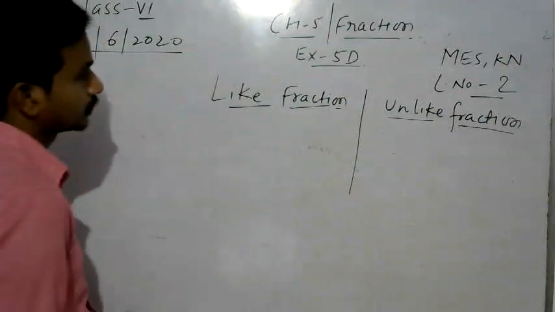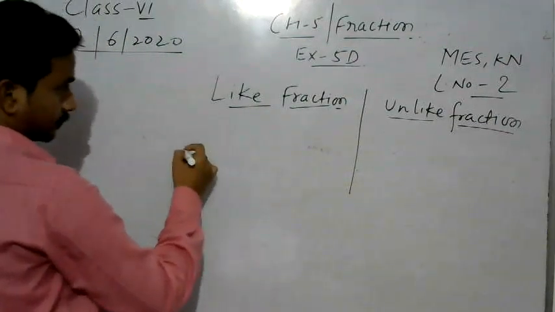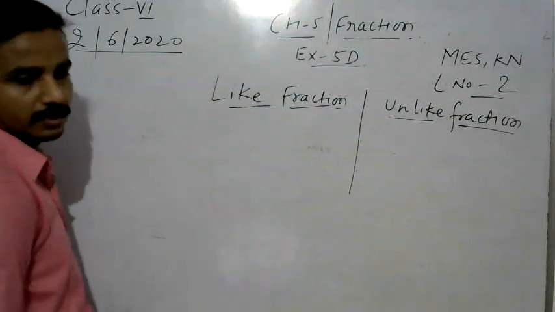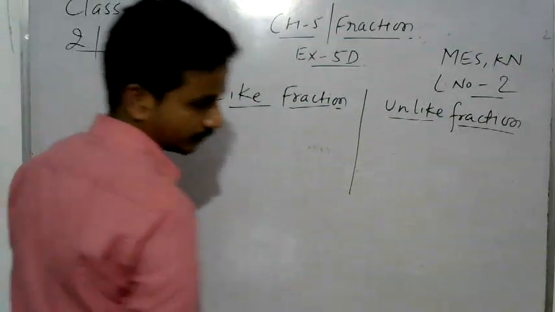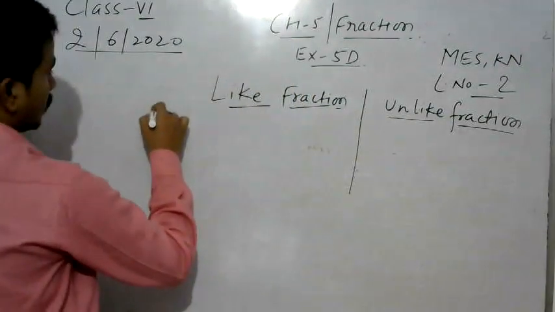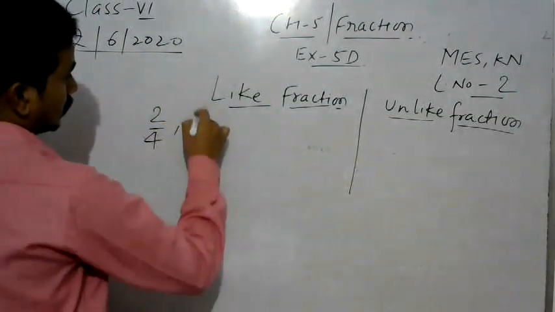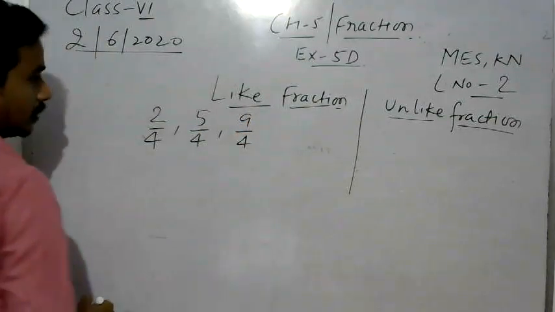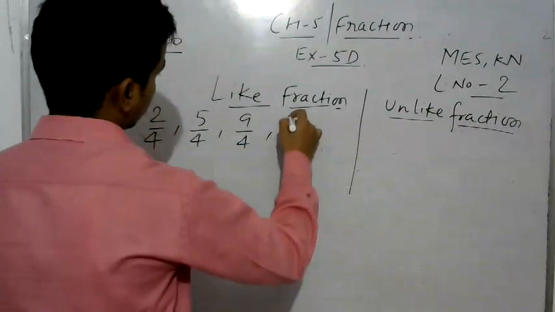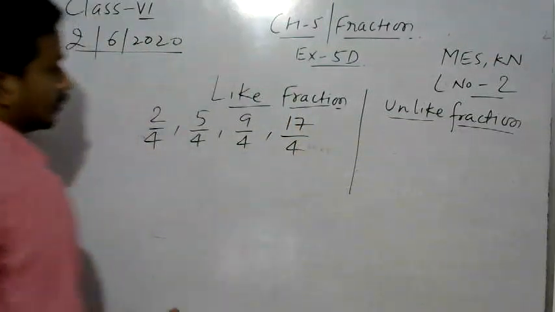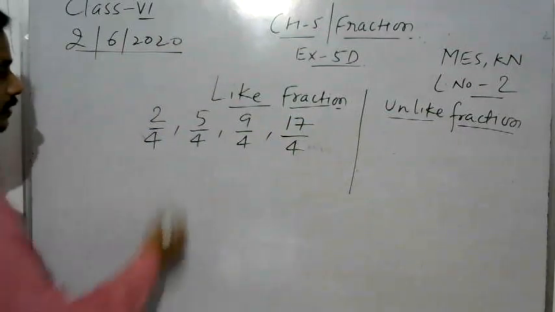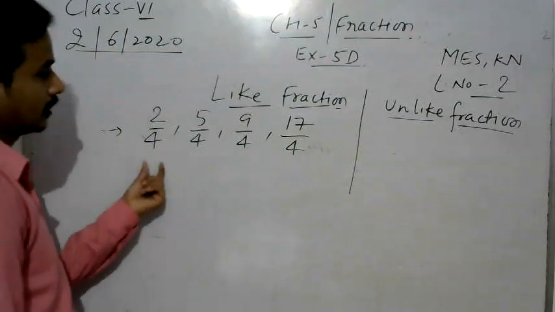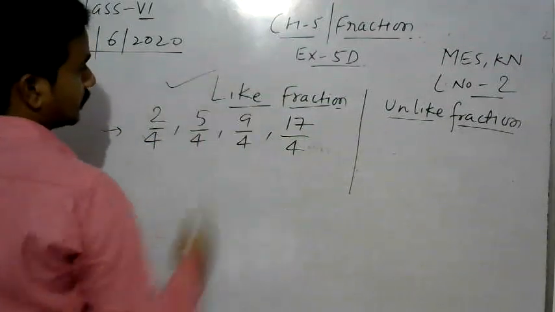So like fraction is a kind of fraction whose denominators are same. For example, 2 by 4, 5 by 4, 9 by 4 and 17 by 4. So these are the fractions having same denominator. So if two or more fractions have same denominator, then these are called like fraction.